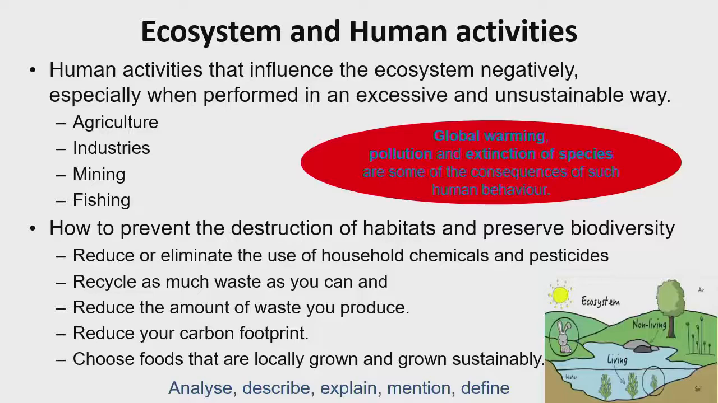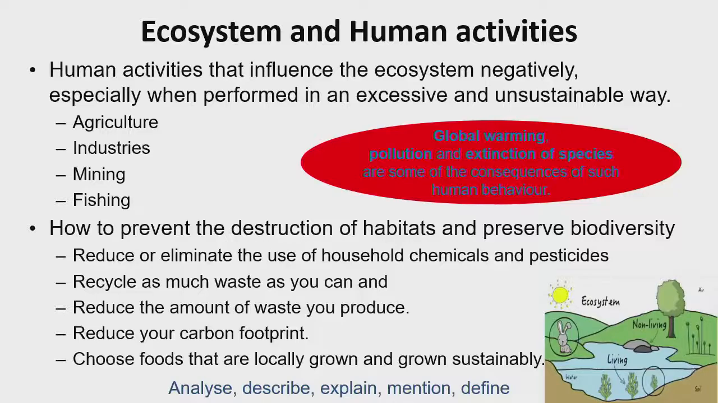Then there is ecosystem and human activity. Human activity influences the ecosystem negatively, especially when it is performed in an excessive or unsustainable way. You should be able to list some of the human activities that may influence an ecosystem negatively. We have agriculture, industry, mining, as well as fishing. Global warming, pollution, and the extinction of species are some of the consequences of such human behavior.